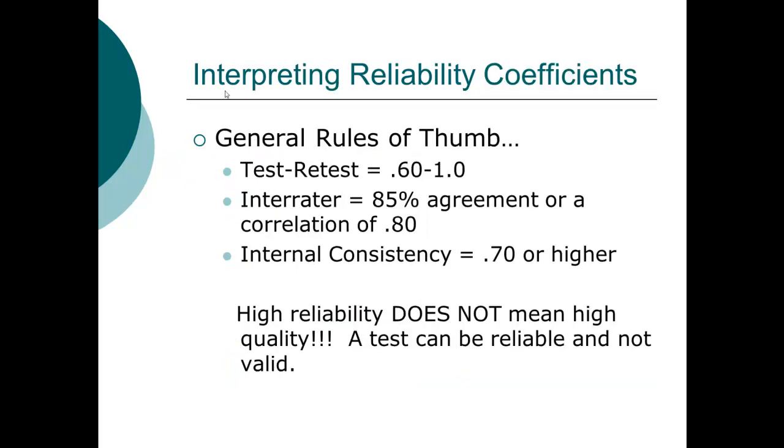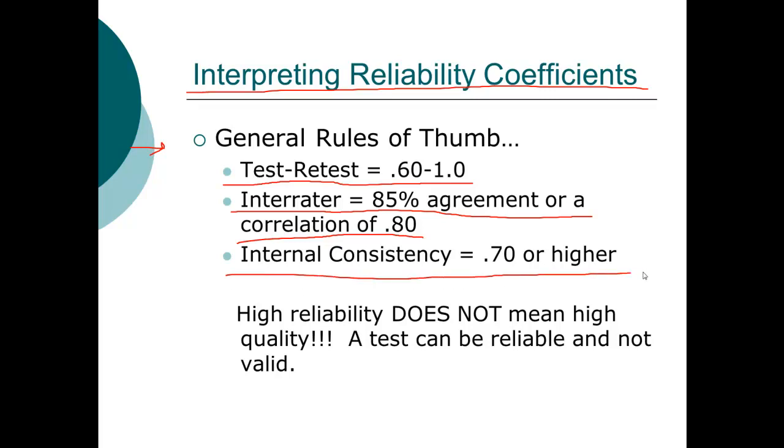Now, to interpret reliability coefficients, remember it's a decimal. For a test-retest, it's between 0.6 and 1, pretty good. In a rater, agreements ought to be about 85% or 0.80 and above. Internal consistency, you ought to have a 0.7 or higher.